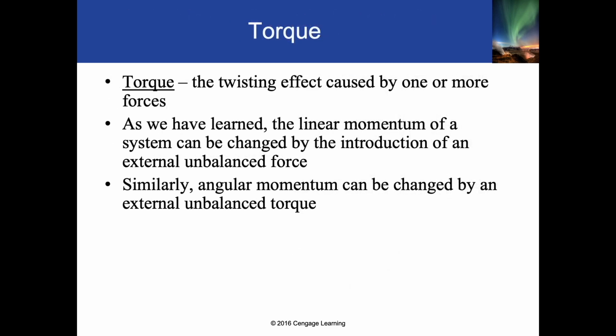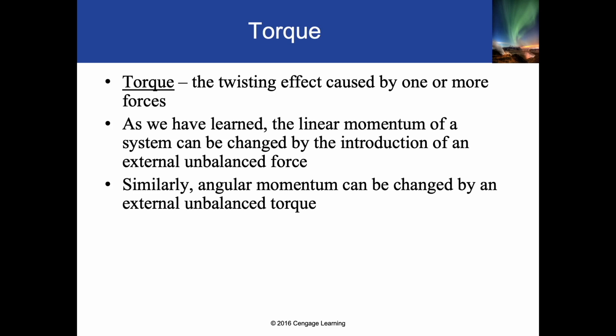All right, next. In talking about angular momentum, since we're going around in circles, we've got to talk about torque. Torque is the twisting effect caused by one or more forces. We've learned that linear momentum of a system can be changed by the introduction of an external unbalanced force. Similarly, angular momentum can be changed by an external unbalanced torque.